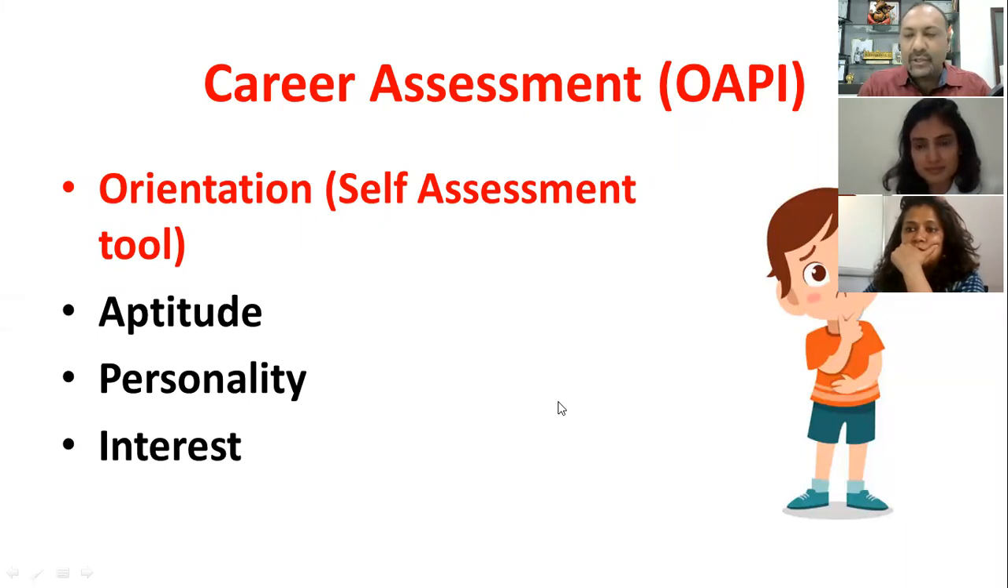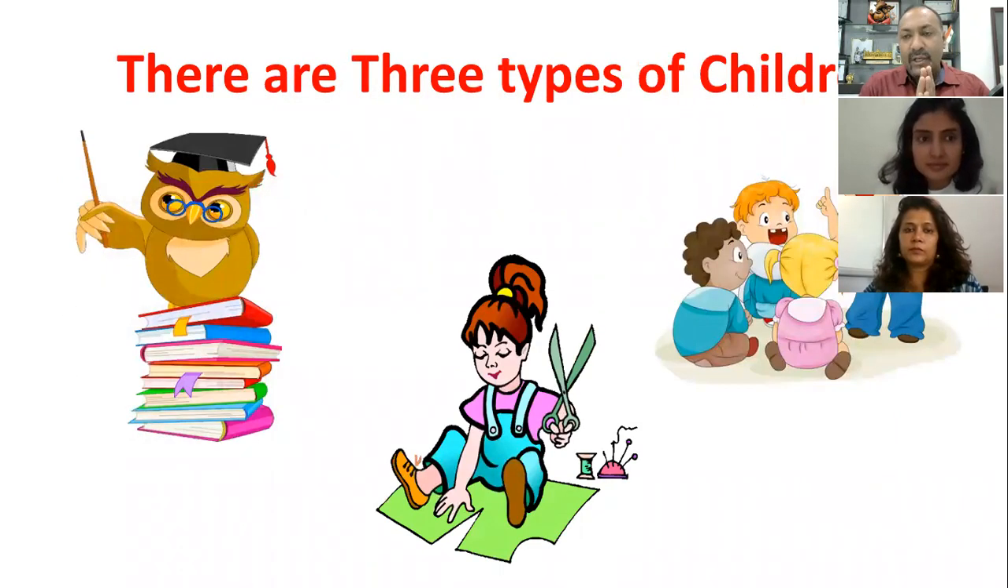So all the parents and children who are connected with me, I'm sure within the next 3 to 5 minutes, you will get quite a lot of understanding about your own self, and parents will be able to help their children, where based on the orientation, our next plan of action should come into play. That is, which career to choose after the children finish grade 12. So what is orientation? To understand orientation, we divide children into 3 broad categories.